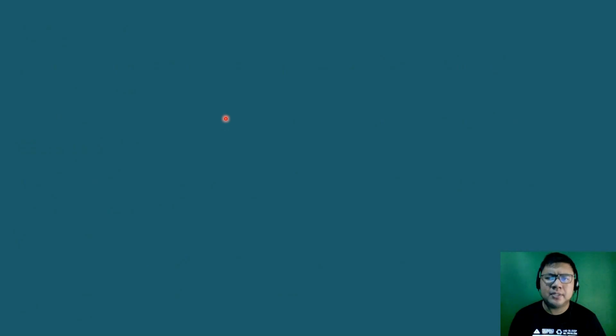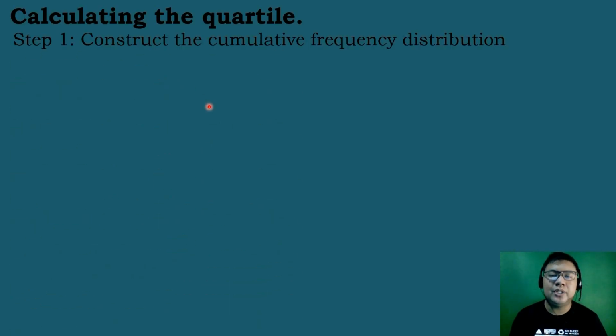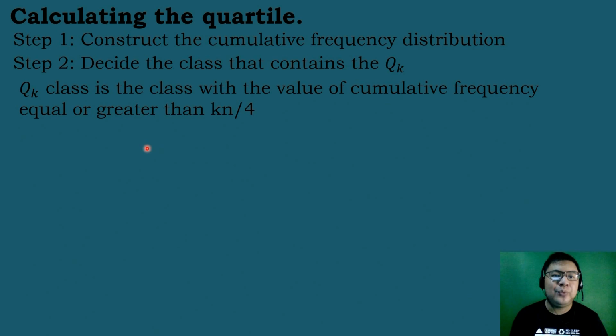These are the steps that we need to follow to calculate the value of the quartiles for the group data. The first step is we need to construct the cumulative frequency distribution table. After that, we will decide the class that contains the quartile sub k class. And we need to remember that quartile sub k class is the class with the value of cumulative frequency which is equal or greater than k times n all over 4.